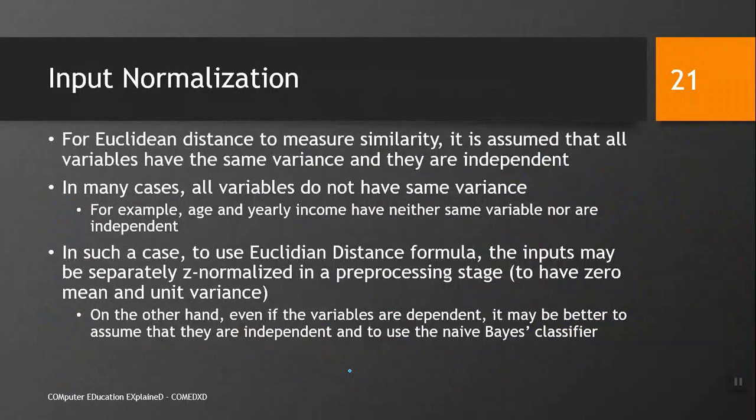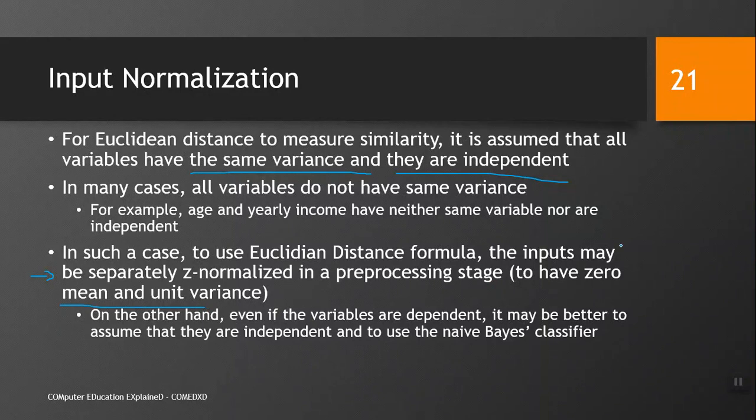Input normalization. For Euclidean distance to measure similarity, it is assumed that all variables have the same variance and they are independent. In many cases, all variables do not have the same variance. So, for example, age and yearly income have neither the same variance nor are they independent. In that case, to use the Euclidean distance formula, the inputs may be separately z-normalized in a pre-processing stage to have zero mean and unit variance, right.